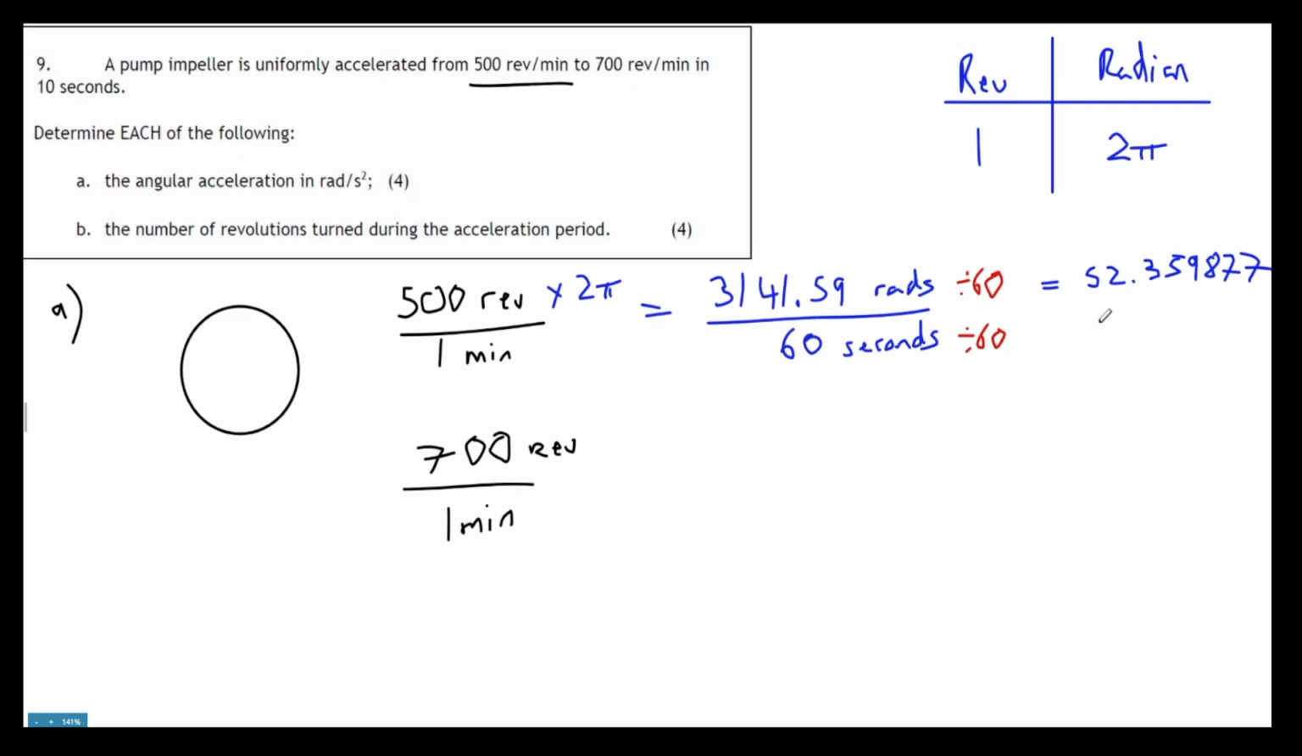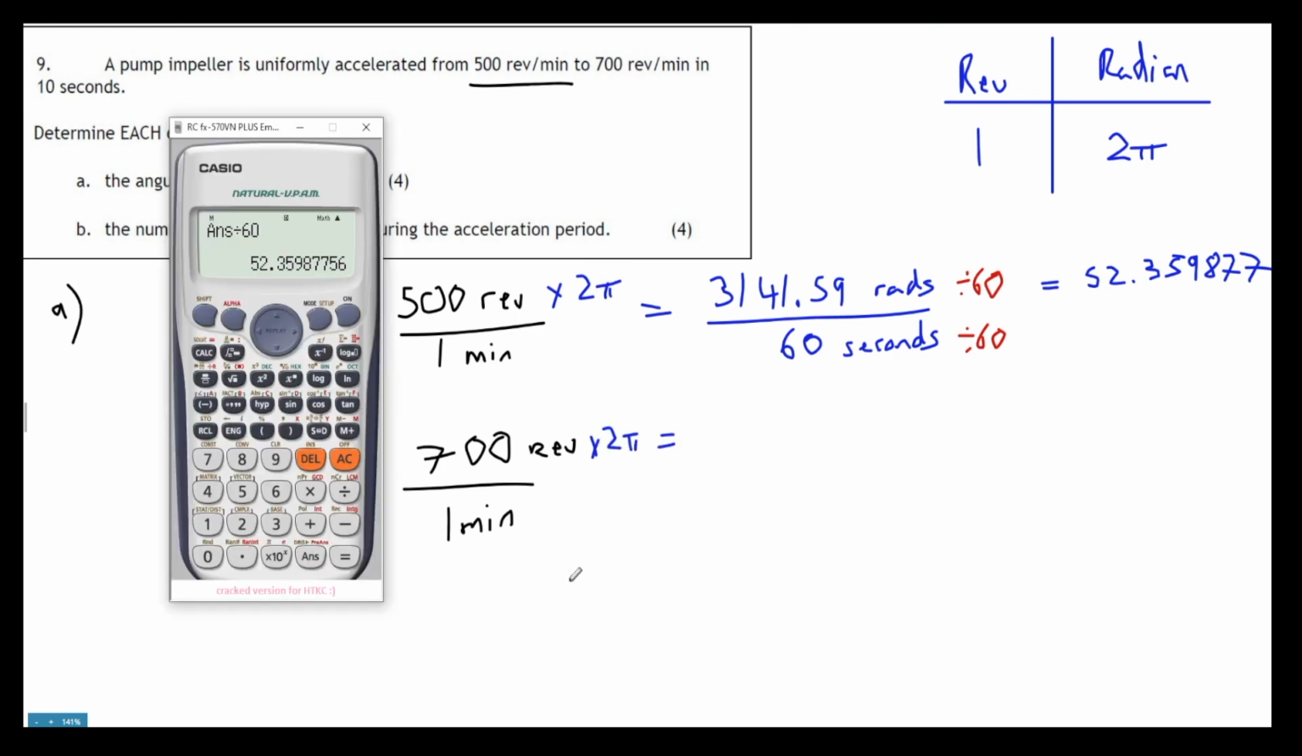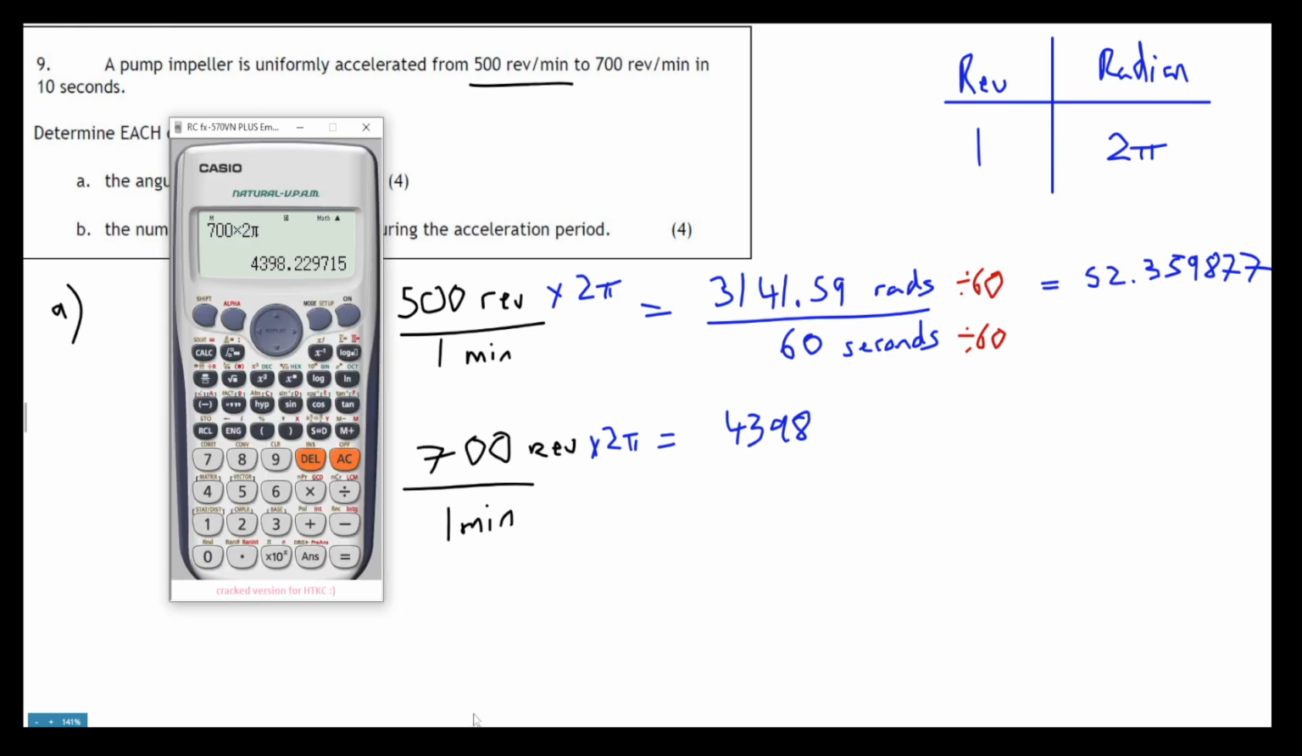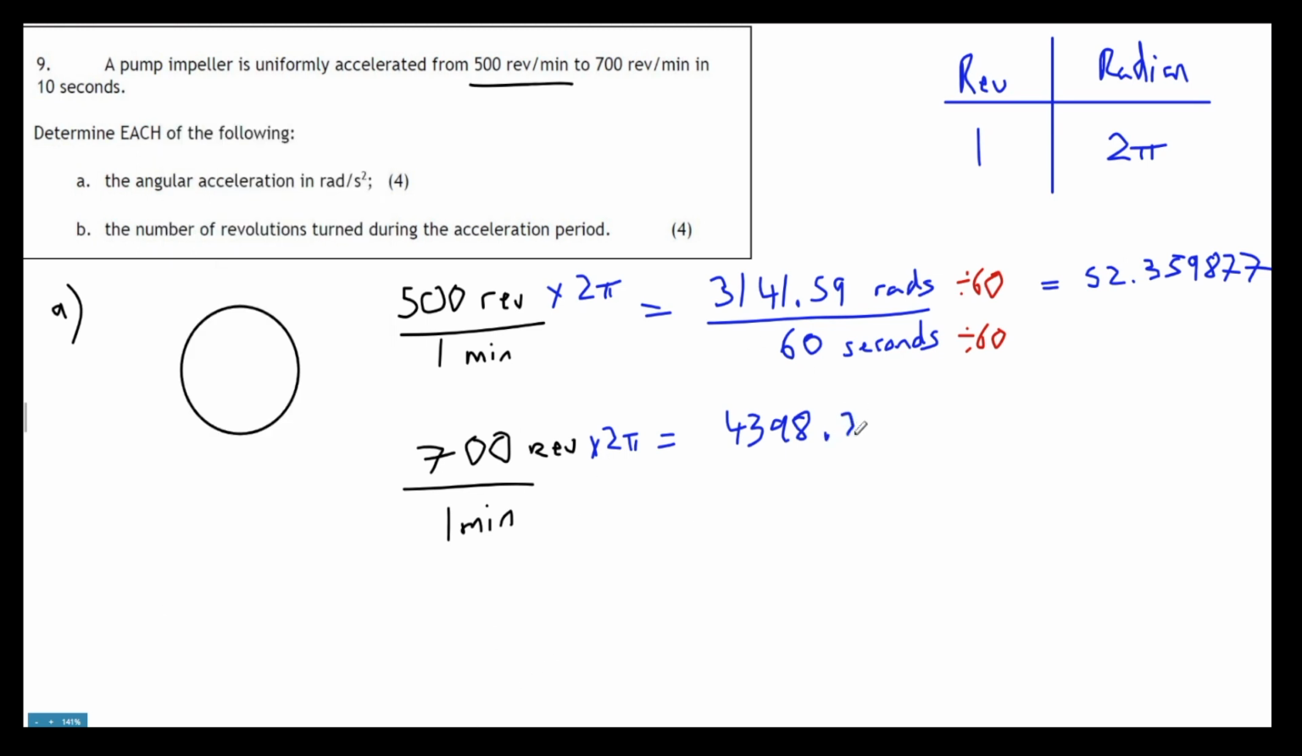Now that's in 1 second. Now we can do exactly the same treatment here. We can times it by 2 pi. 700 times 2 pi will turn it into 4398. There's a lot of numbers here, so there's a different way I can do this to avoid having all these numbers, but I'm just going to do it this way for now. The other thing is, we don't have to be so accurate when training, but we do have to be accurate in the exam. So I could put fewer numbers on here just for ease.